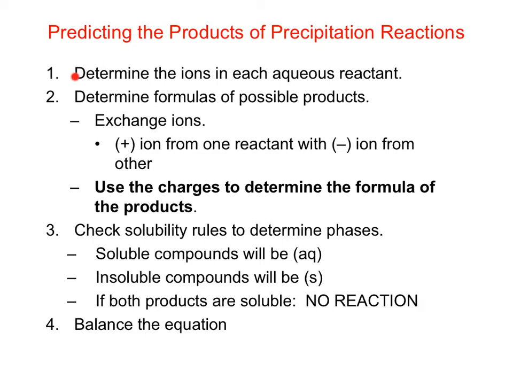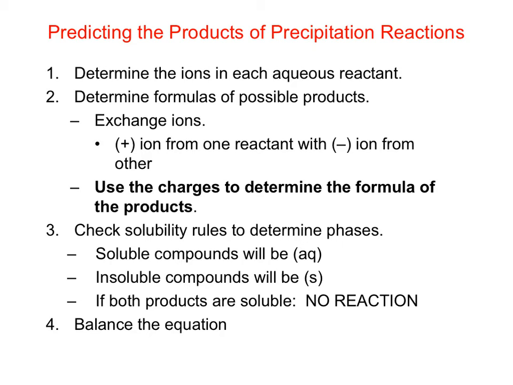So what we want to do is first determine what ions are present in each aqueous reactant. Then we want to determine the products. And to do that involves two steps. So first, we're going to exchange the ions. So the cation from one compound will combine with the anion of the other compound. And the same thing for the other cation and anion. And then it's really important to determine the formulas of the products. Don't rely on the subscripts of the reactants. It's all about the charges. So forget about what the formulas of the reactants are. All you need to do to determine the formulas of the products is use the charges, like we would for determining the formula of any ionic compound.